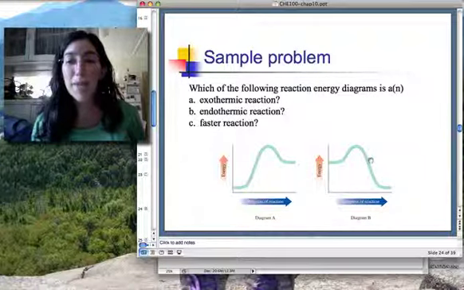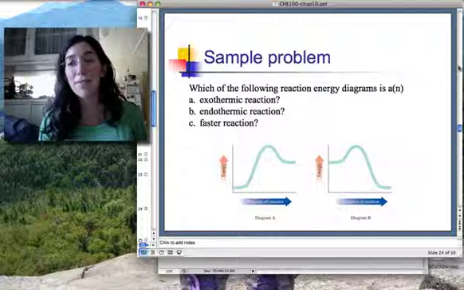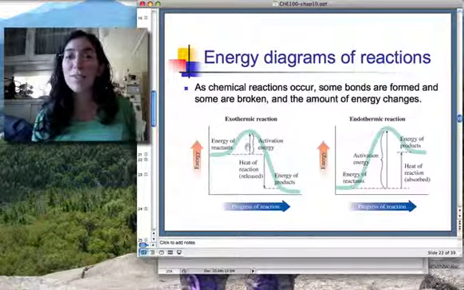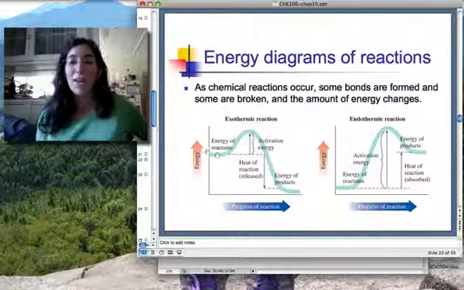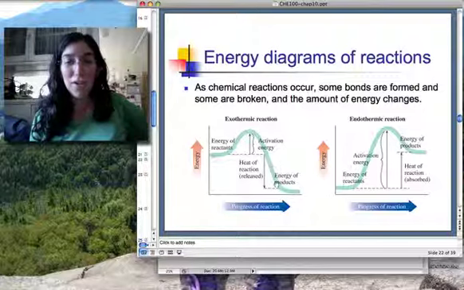If you said B, you are correct. The amount of activation, so the activation energy, also helps determine the speed of the reaction, okay? So just follow the way that the reaction diagram looks.